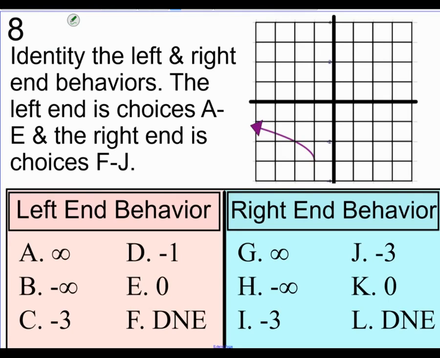That's the square root function that got reflected. As it goes to the left, it's going up, and as it goes to the right, it gets chopped off right there, and it doesn't go right forever, so it's D and E.